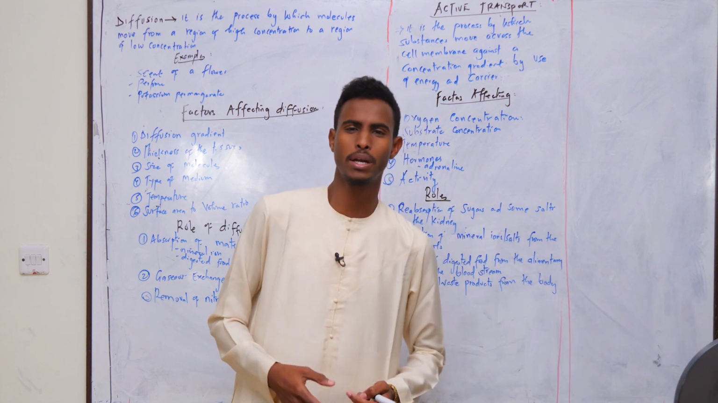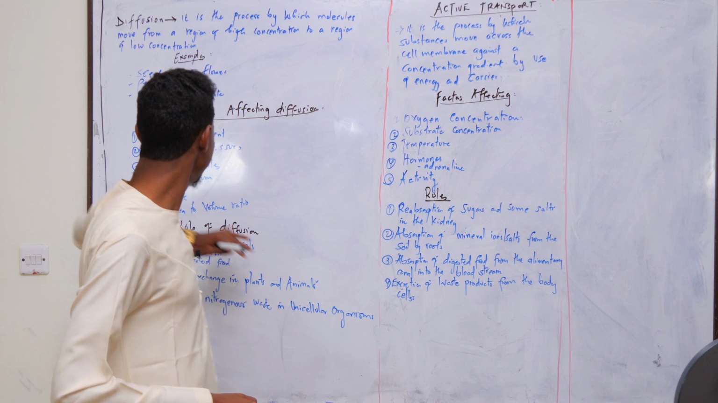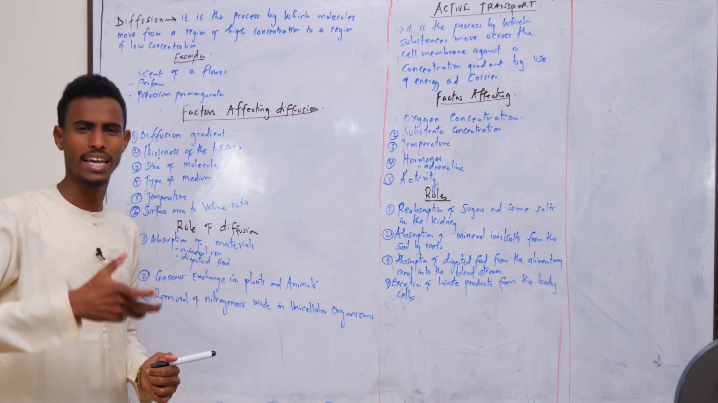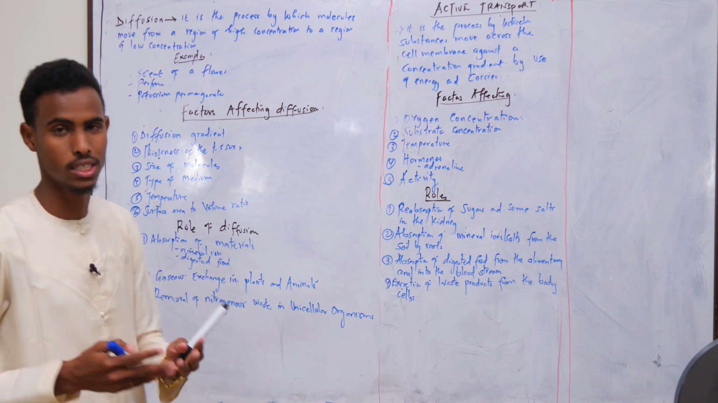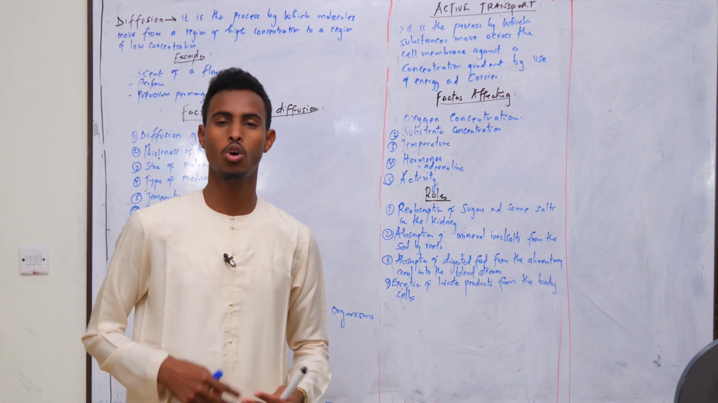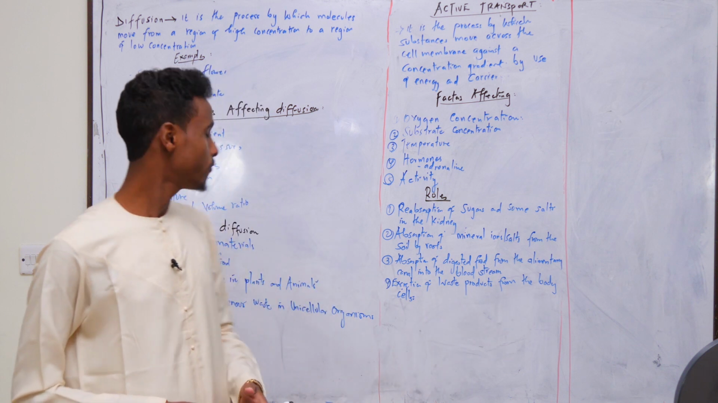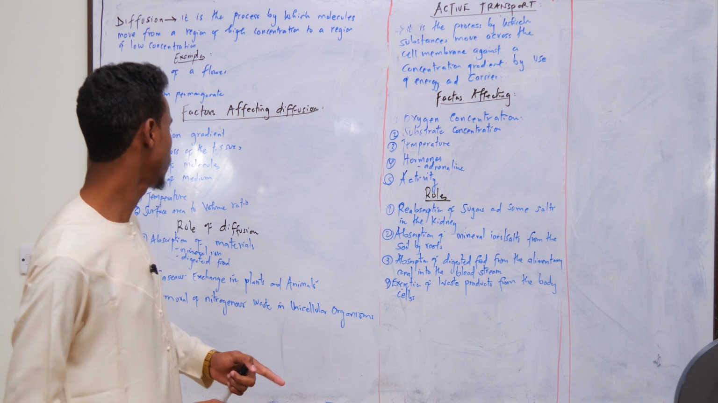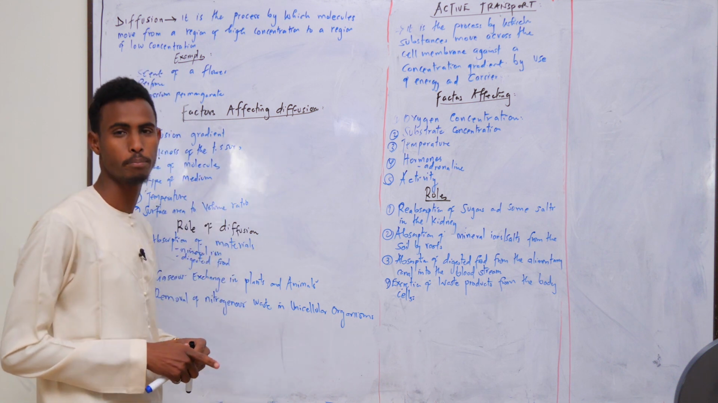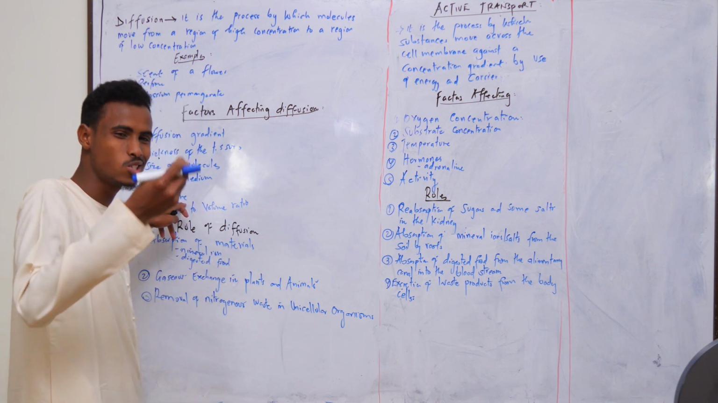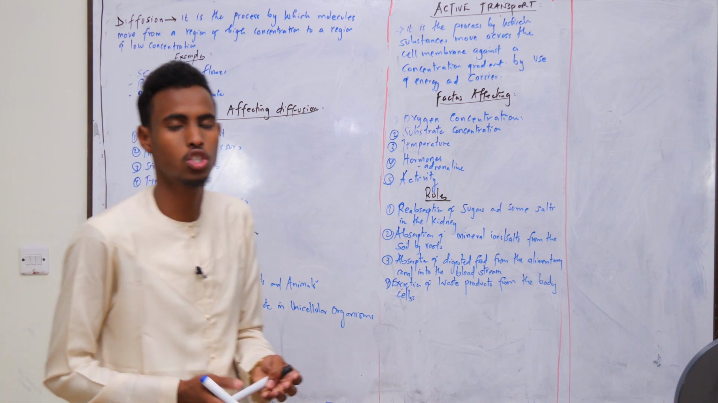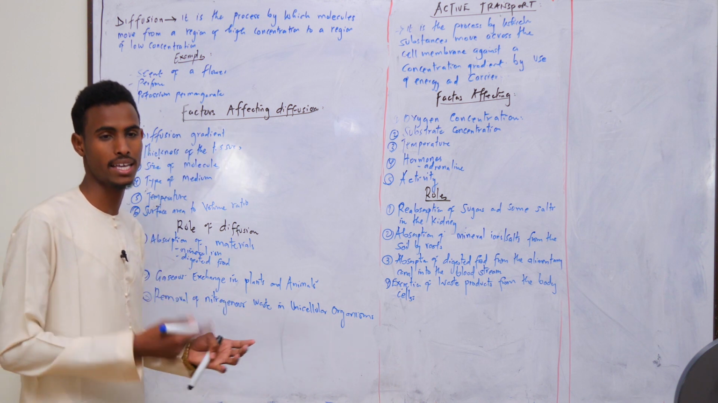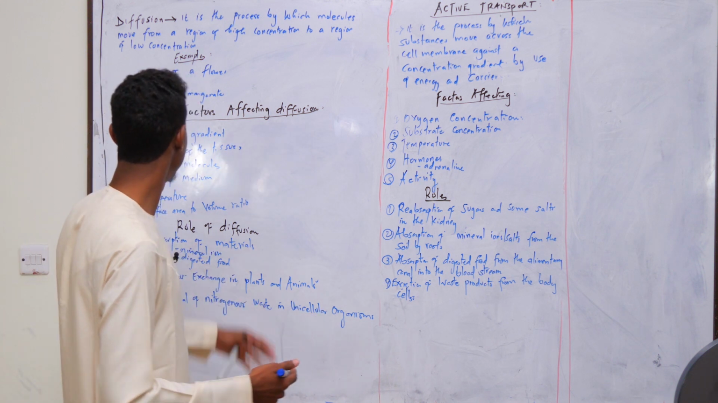Therefore, increasing the temperature, class, increases the kinetic energy of the diffusing particles or molecules. Once the kinetic energy of the diffusing molecules is increased, the molecules will be moving at a faster rate, and hence the rate of diffusion increases. And vice versa is true. When the temperature is low, the kinetic energy is also reduced, and therefore the particles will be moving slowly, and hence the rate of diffusion will be slow as well.